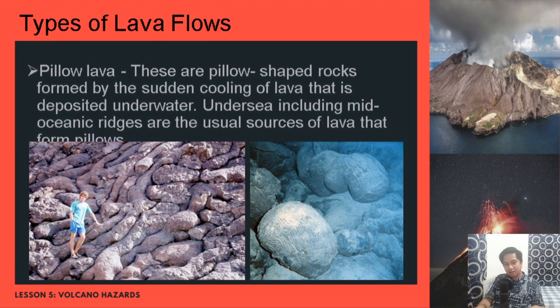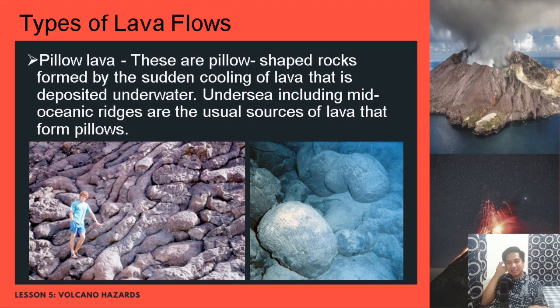And of course, we have your pillow lava. So as you can see, it has your pillow shape or circular in shape. It's because of the cooling of the lava. So once it expels out of your underwater volcanoes, usually it forms an elongation or a circular shape. As you can see on the pictures, there are elongated ones, there are also circular ones. So it tends to dry up because of the presence of water.